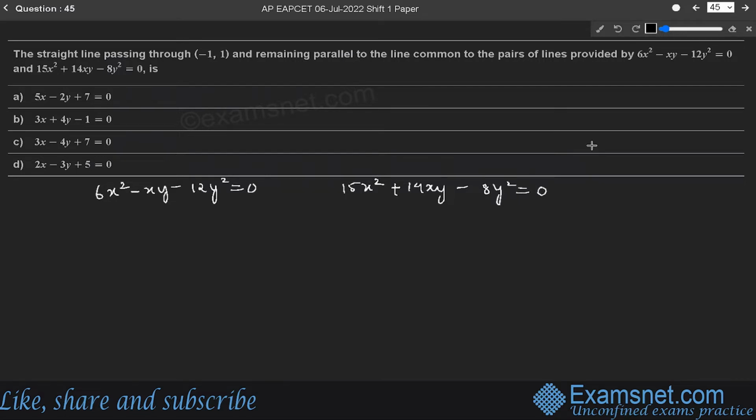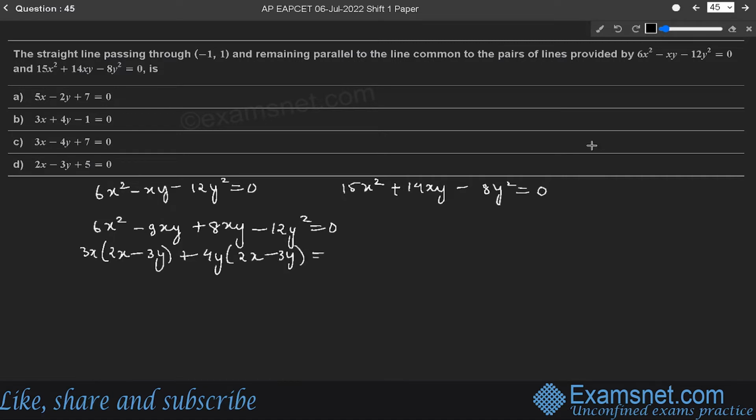So by the splitting the middle term method, we can write this equation as 6x square minus 9xy plus 8xy minus 12y square is equal to 0. Taking 3x common from the first two terms, the remaining terms will be (2x minus 3y), plus taking 4y common, the remaining terms will be (2x minus 3y) is equal to 0. So the factors are (2x minus 3y) and (3x plus 4y) is equal to 0.